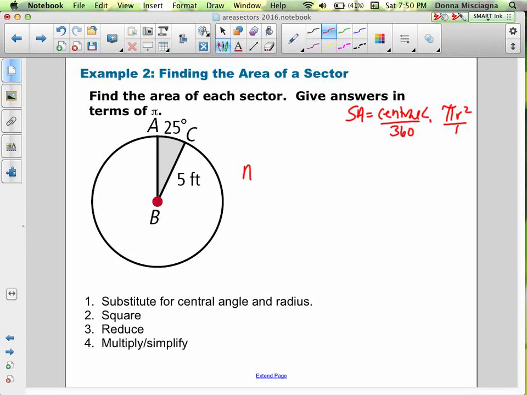All right, so this is sector ABC. So that's going to be the central angle, right? So the arc and the angle are exactly the same. So that's 25 over 360 times pi. The radius is 5 feet. Let's put this over here as well.